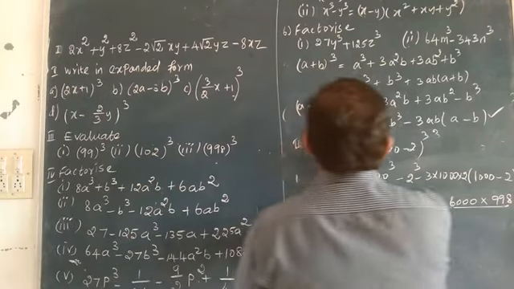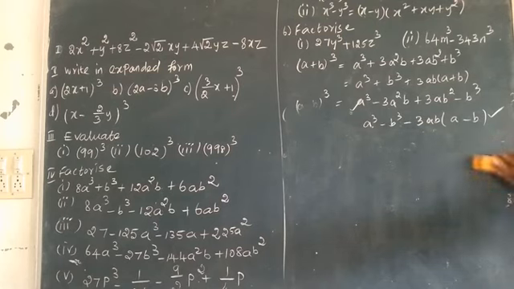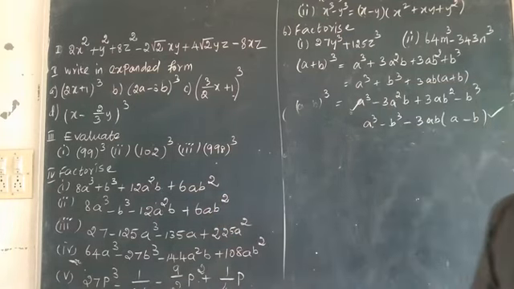Okay. Next problem, factorize 8a cube, this and all given using the same identity. What is the identity here actually given?